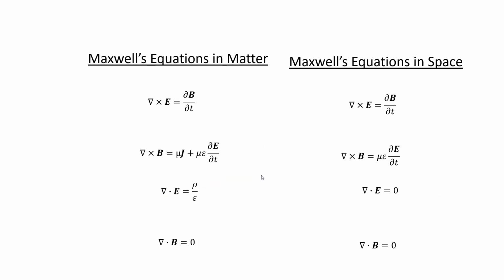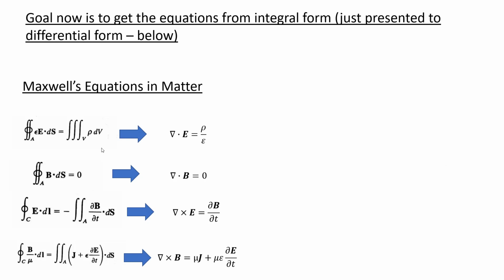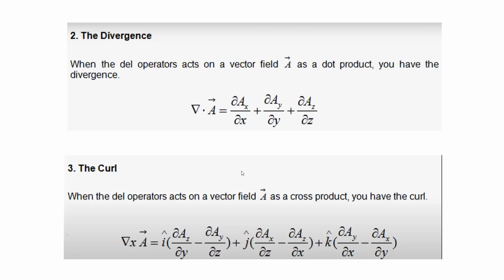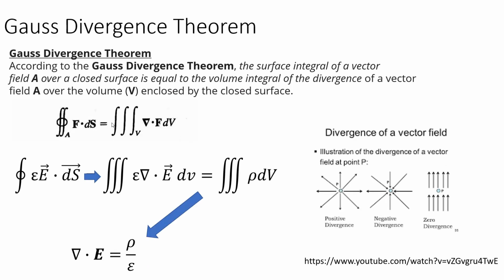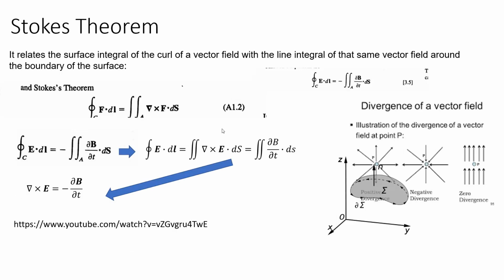So there you have it. From these four equations from experiment, we got these just by applying a mathematical operation. And this was derived by Gauss, and this was derived by Stokes. And you can find these derivations in most any vector calculus book.